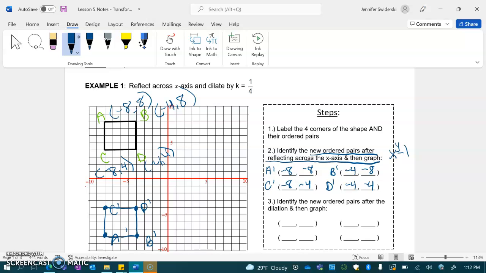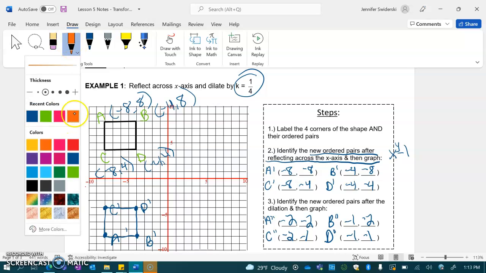Now what they want me to do is identify the new ordered pairs after the dilation. So now I need to multiply everything in here by 1/4. I'm going to make 2 little tallies here to show that this is the second move. -8 times 1/4 will give me -2. So I get -2, -2. B, the second prime, will be -1, -2. C to the second prime will be -2, -1. And D to the second prime will be -1, -1.